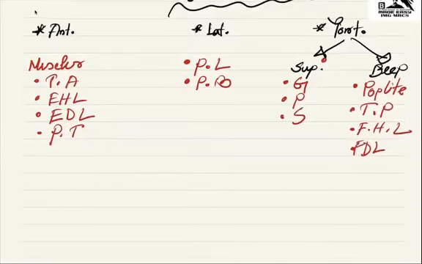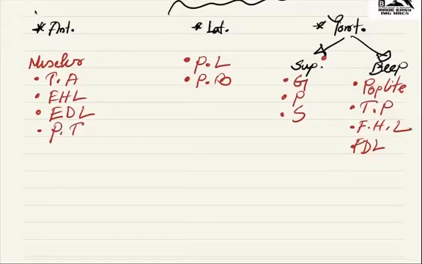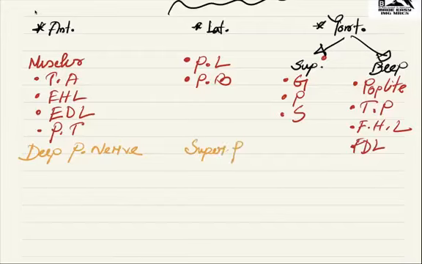Okay, let's put some nerves here. The anterior compartment will be supplied by the deep peroneal nerve. The lateral compartment will be supplied by the superficial peroneal nerve. And the posterior aspect is supplied by the tibial nerve.